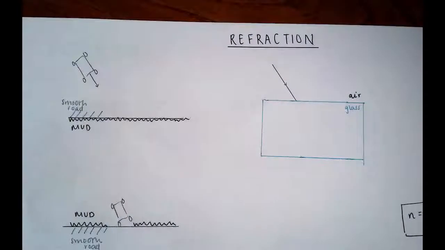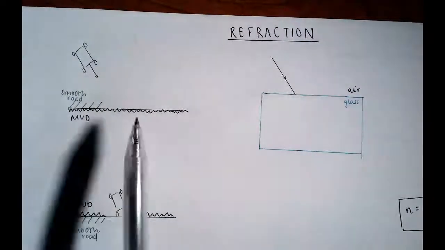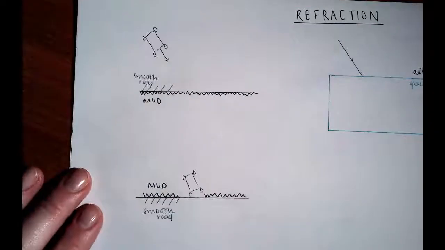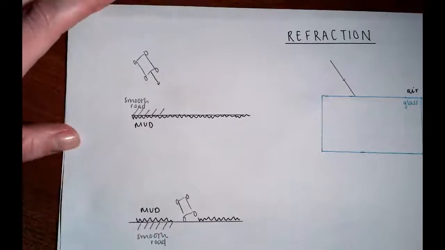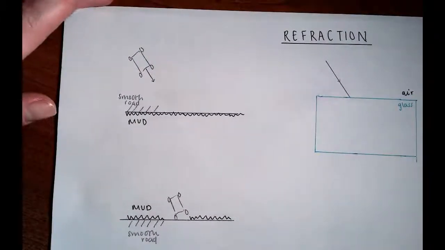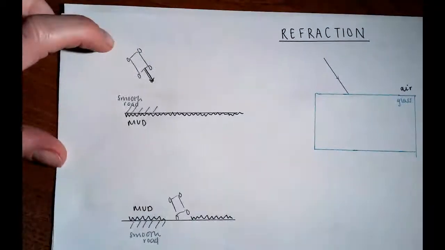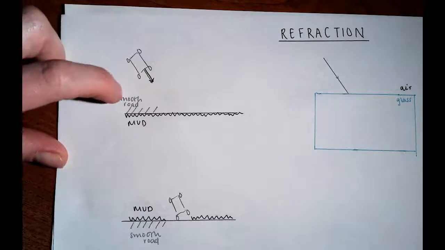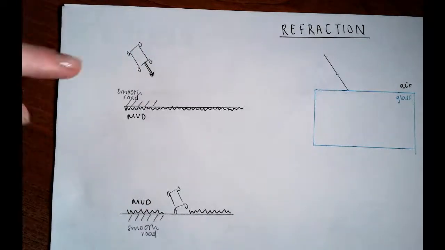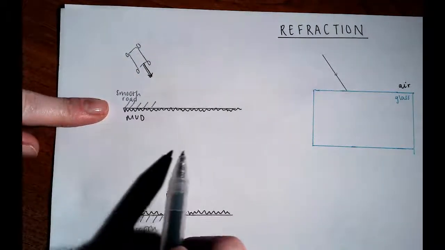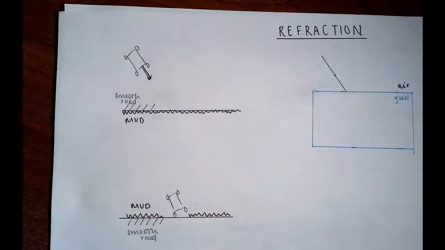I'm going to go for refraction next. I just want you to look at this picture first, ignore this one over here. You can see, with my excellent drawing, you have a car. I want you to imagine that the car is travelling in the direction of the arrow that you can see, and it's got four wheels and it's travelling on a smooth road. But it travels towards a whole load of mud.